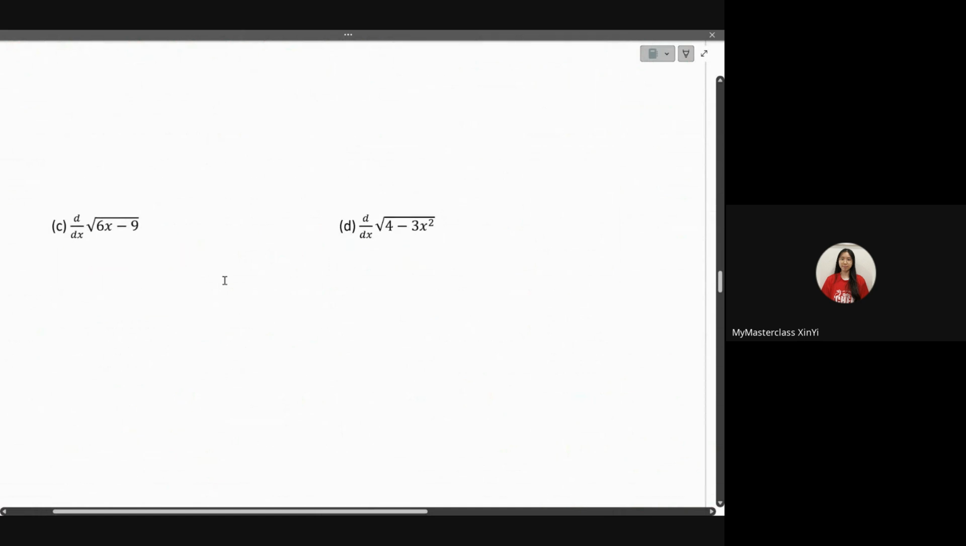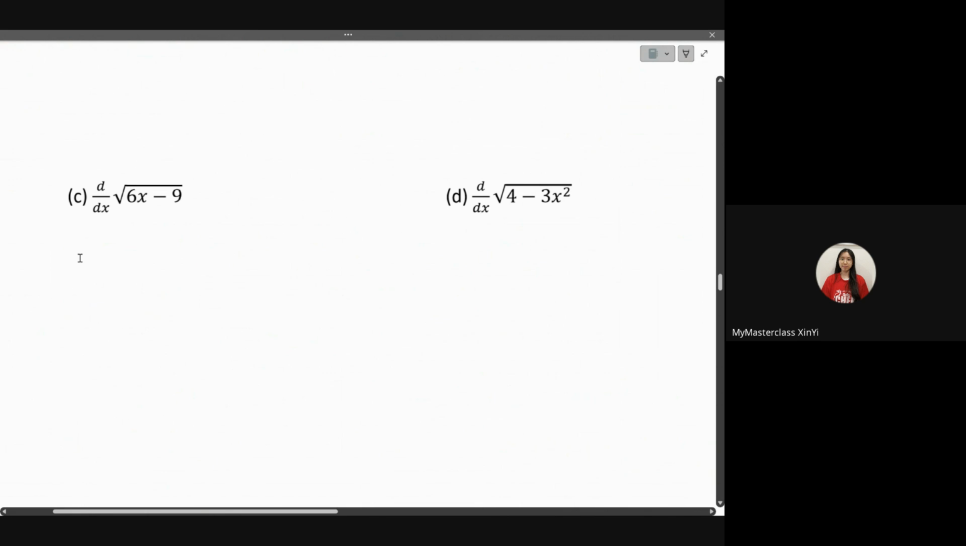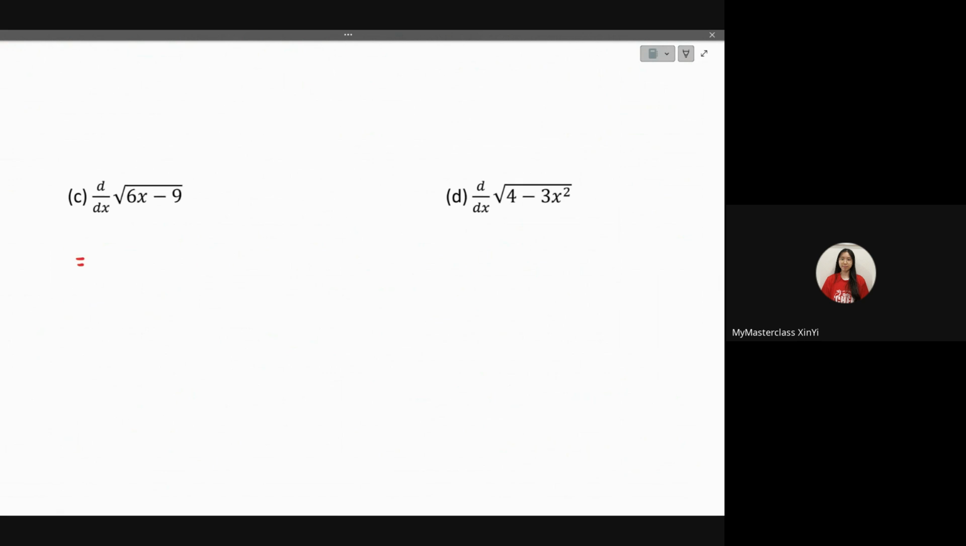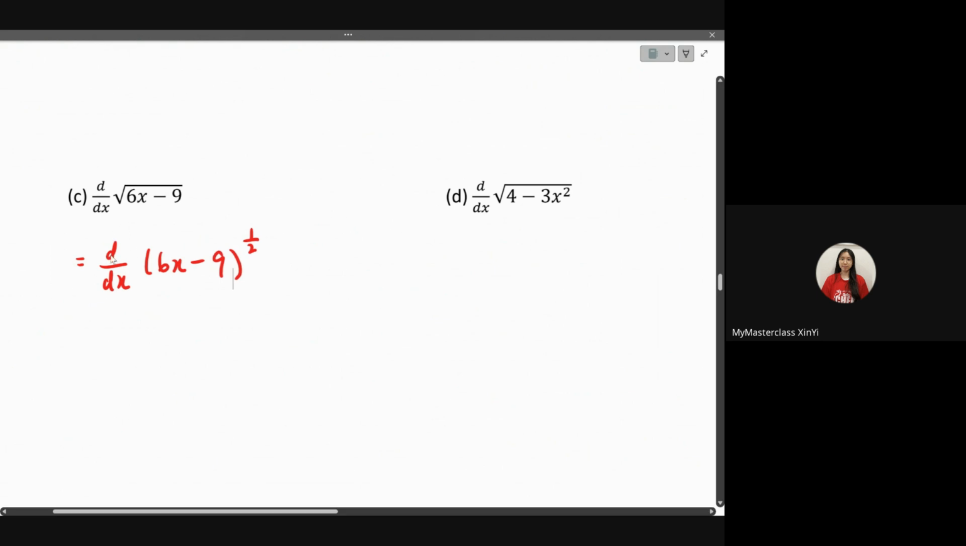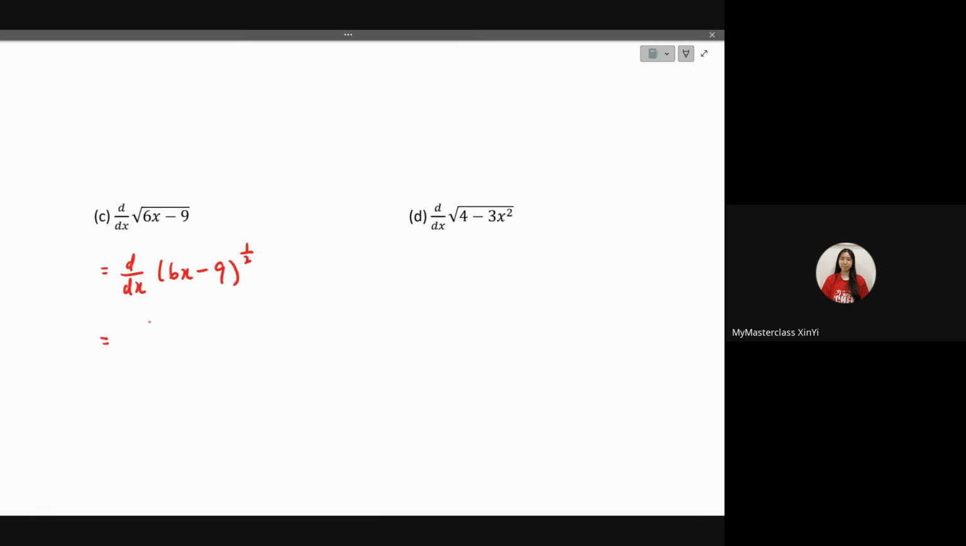Okay, now things like this with a square root. Remember, always put it in power form. So this one will be 6x minus 9 to the power of half for square root. Remember you haven't differentiated yet, so you still have to put in the dx here, differentiating with respect to this. So now comes your chain rule. I bring down the power, reduce the power by 1. Then don't forget the inside part, also have to differentiate. So I will get 6 when I differentiate it.